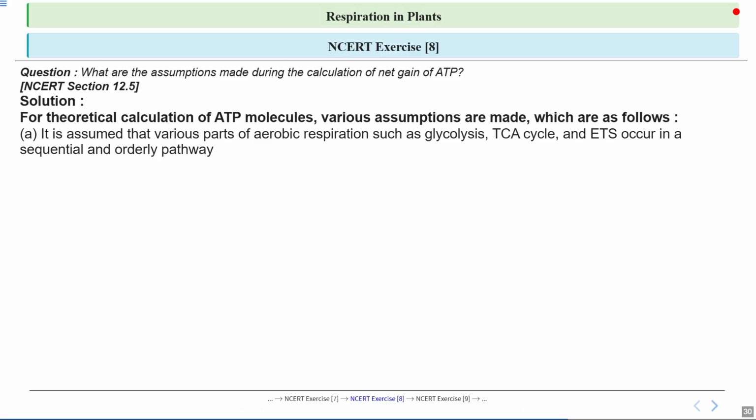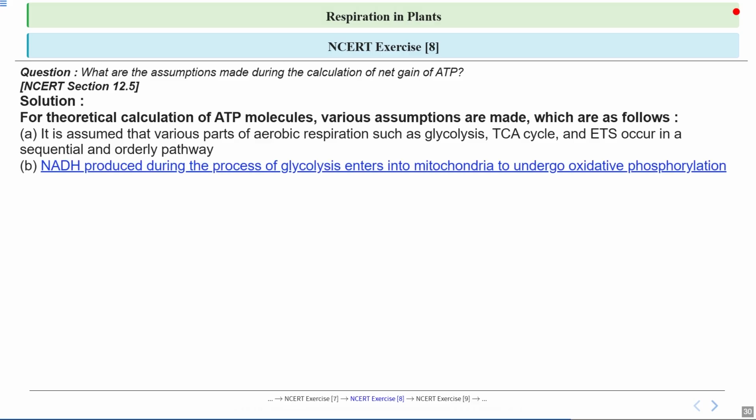First, it is assumed that the various processes in aerobic respiration, glycolysis, TCA cycle or Krebs cycle, and the electron transport system, occur in a sequential and orderly pathway. This is the first assumption. Second assumption, during the process of glycolysis, the NADH that is produced enters into mitochondria to undergo oxidative phosphorylation.